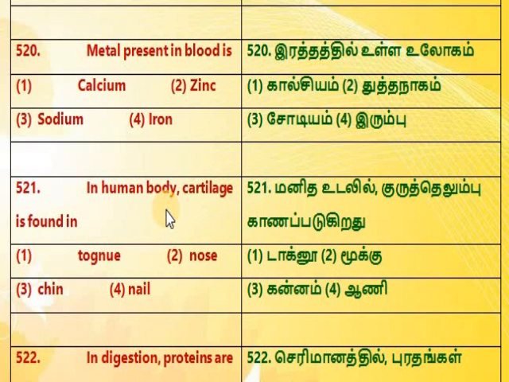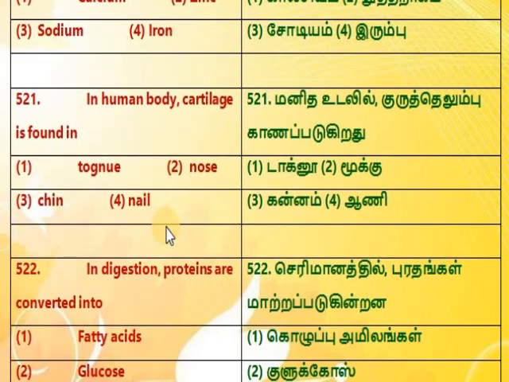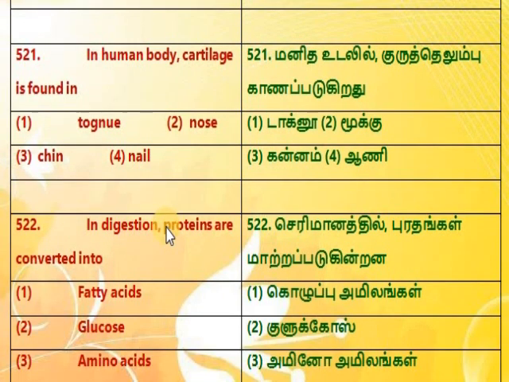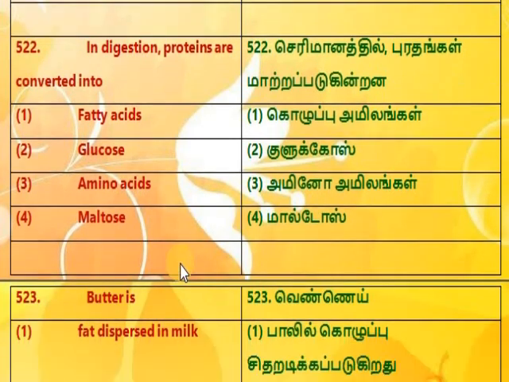520. Metal present in blood is 1. Calcium. 2. Zinc. 3. Sodium. 4. Iron. 521. In human body, cartilage is found in 1. Tongue. 2. Nose. 3. Chin. 4. Nail. 522. In digestion, proteins are converted into 1. Fatty acids. 2. Glucose. 3. Amino acids. 4. Maltose.